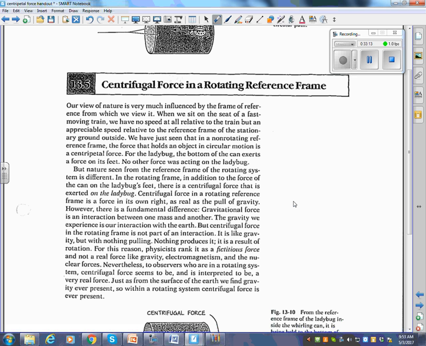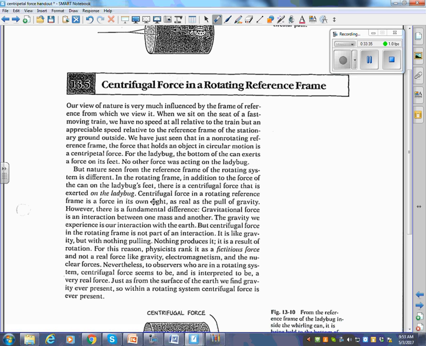But nature seen from the reference frame of the rotating system is different. In the rotating frame, in the can, in addition to the force of the can on the ladybug's feet, there is a centrifugal force that is exerted on the ladybug. Centrifugal force in a rotating reference frame is a force in its own right, as real as the pull of gravity. So depending on where you are, these forces do or do not exist.